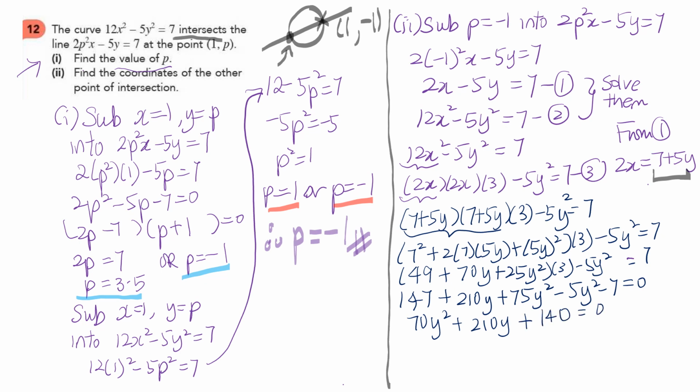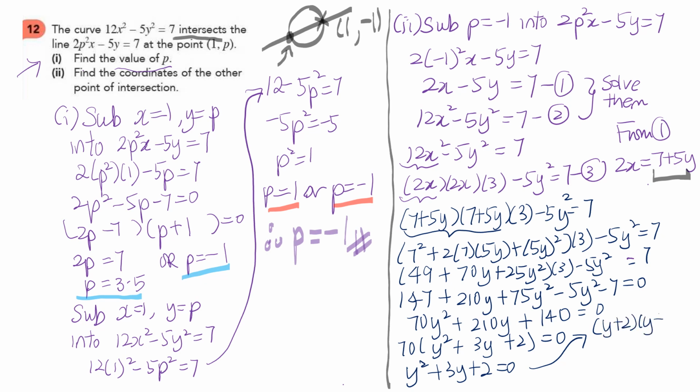I can factorize 70 out. Okay, and if I divide 70 on both sides, I'll end up getting just y squared plus 3y plus 2 equals to 0, which I can easily factorize as (y plus 2)(y plus 1) equals to 0. So I will get y equals to negative 2 or y equals to negative 1.